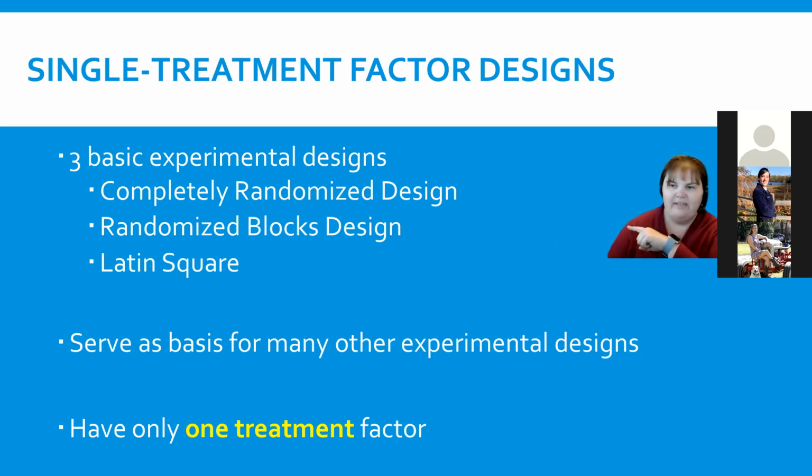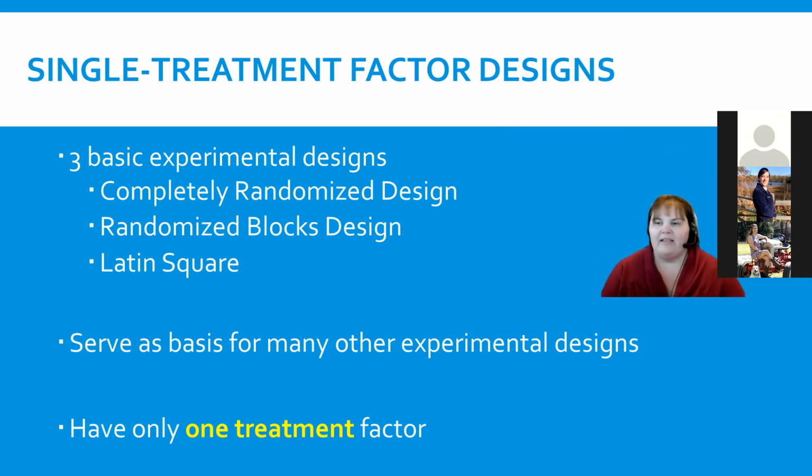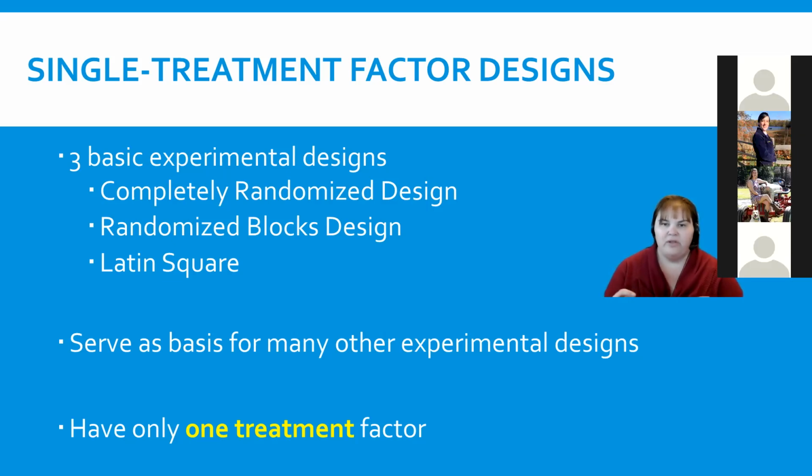Okay, everything is mirrored and opposite here. Our basic experimental designs can be completely randomized, a randomized block design, or a Latin square design. These three experimental designs are really going to serve as the basis for the majority of the experimental designs that are out there. More importantly, these designs only have one treatment factor, meaning that we're only testing one hypothesis, or one set of treatments.